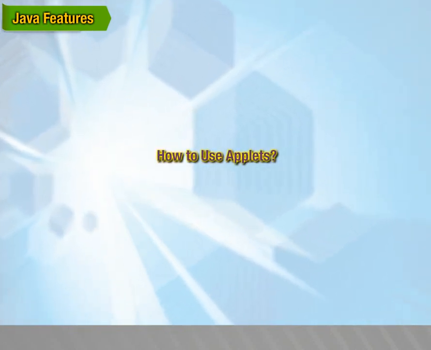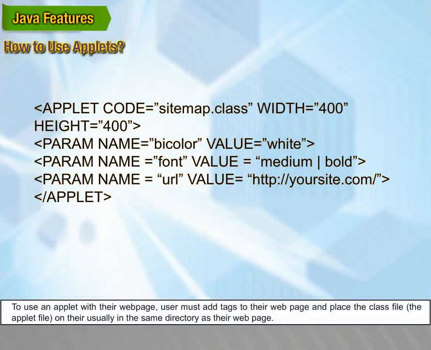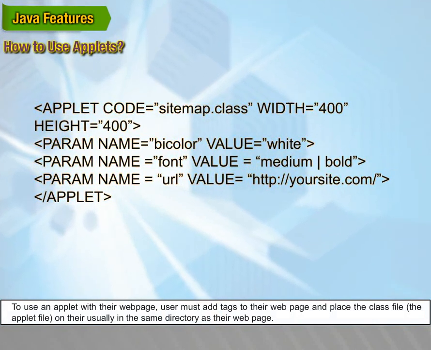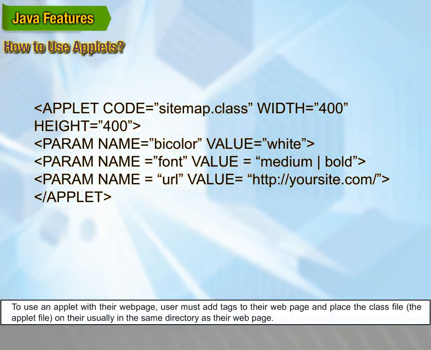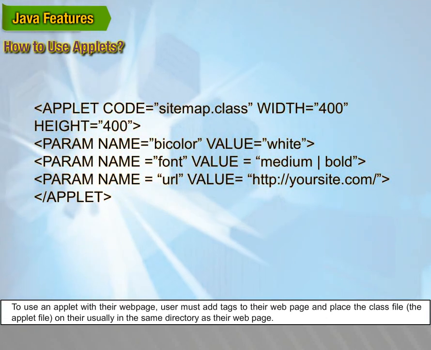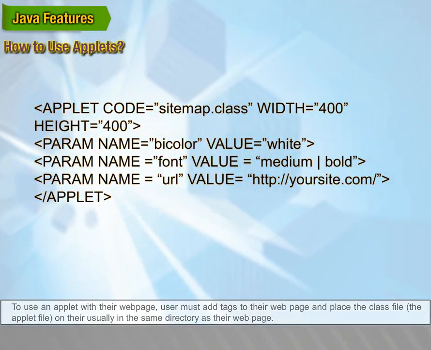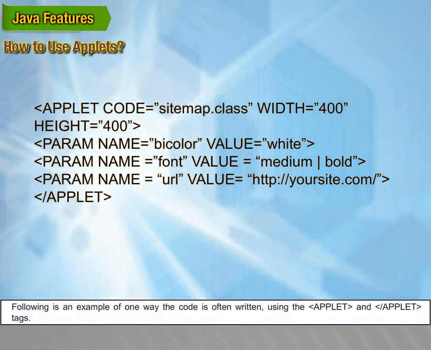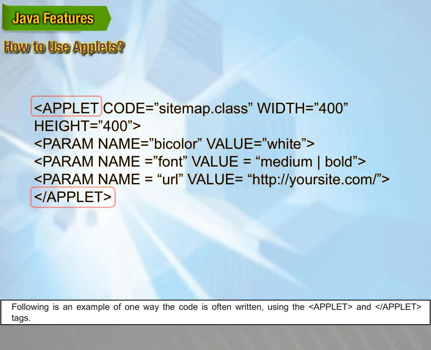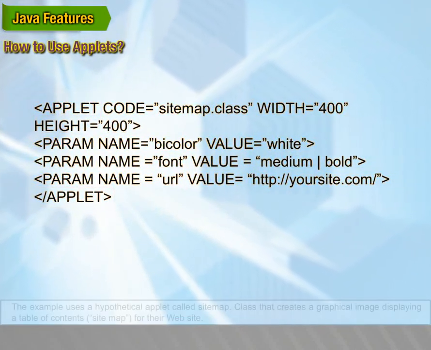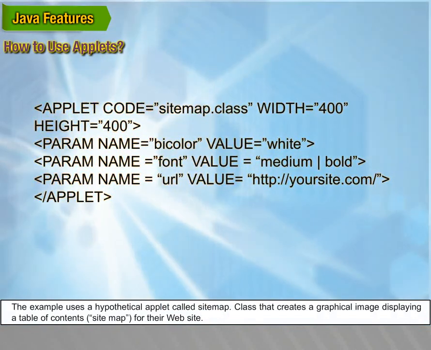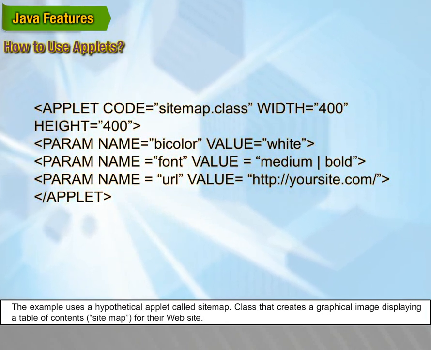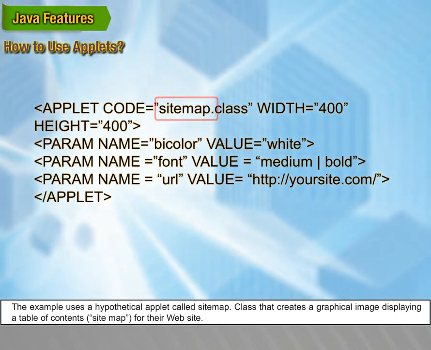How to use applets? To use an applet with their web page, user must add tags to their web page and place the class file, that is the applet file, on there, usually in the same directory as their web page. Following is an example of one way the code is often written using the applet and /applet tags. The example uses a hypothetical applet called sitemap class that creates a graphical image displaying a table of contents, that is sitemap, for their website.